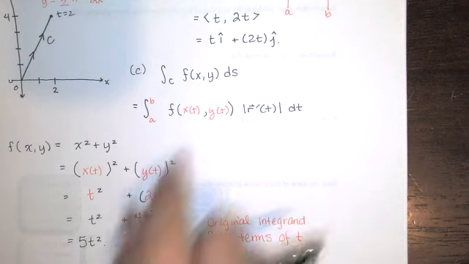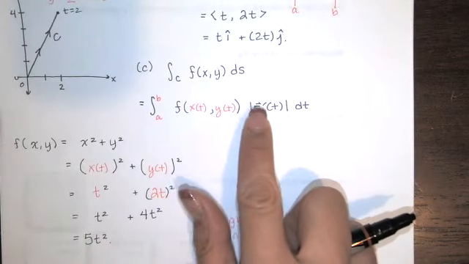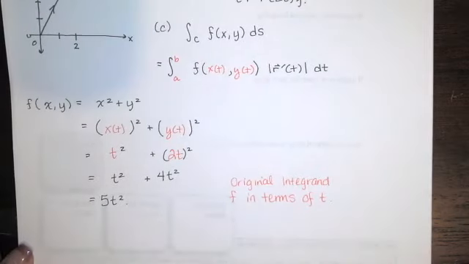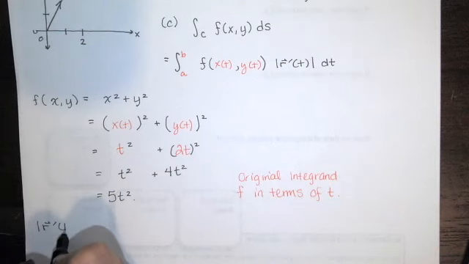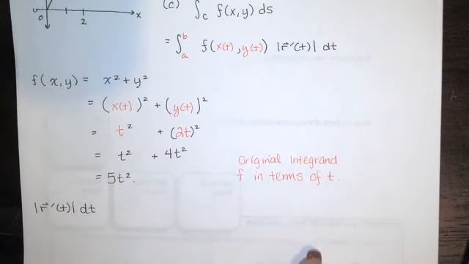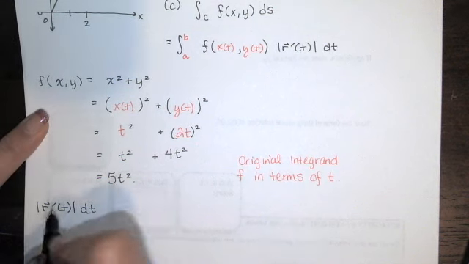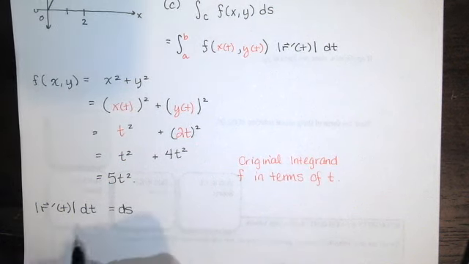Not too bad at all. It's just a 5t squared, nice and easy. Now, we also need to multiply by the magnitude of r prime of t times dt, that is our ds. We want ds in terms of t.